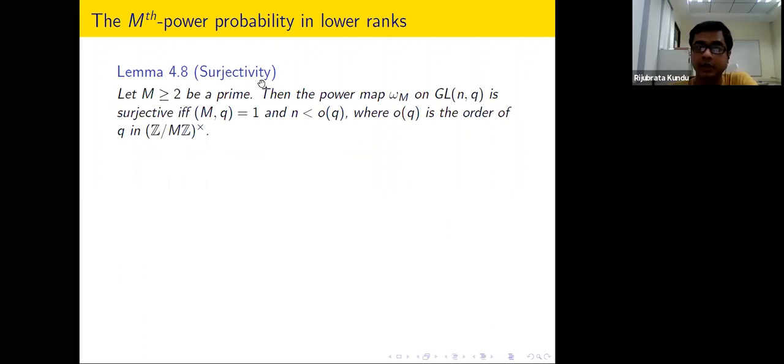So before that, a surjectivity thing: when is this power map surjective? It's very easy to determine when this map is surjective. In fact, over any finite group, a power map is surjective if and only if the power m is coprime to the size of G, the cardinality of G. And if you invoke that condition for GL_n, you get the following condition. I have assumed m is a prime, but you don't need to assume m is a prime anyway. So the power map omega_m on GL_n(q) is surjective if and only if GCD of q and m is equal to 1, and n is less than o(q), where o(q) is the order of q in (Z/mZ)*. The order of q in (Z/mZ)* is defined because the GCD of m and q is equal to 1. So basically it says that in certain lower rank cases, the surjectivity can hold, right? n is less than o(q). So it's really a lower rank case. It is in this case that the surjectivity holds, and this is an if and only if condition.